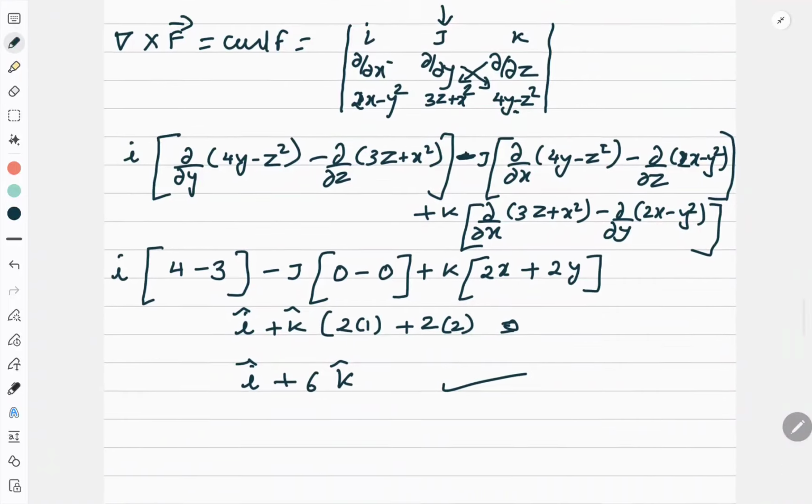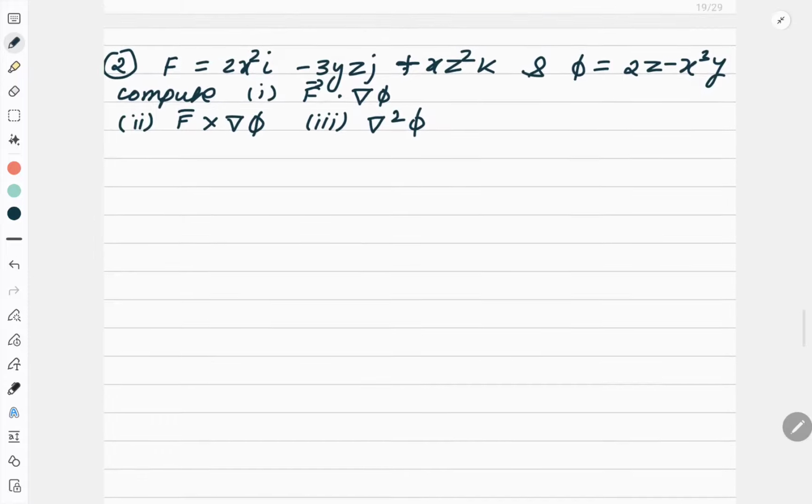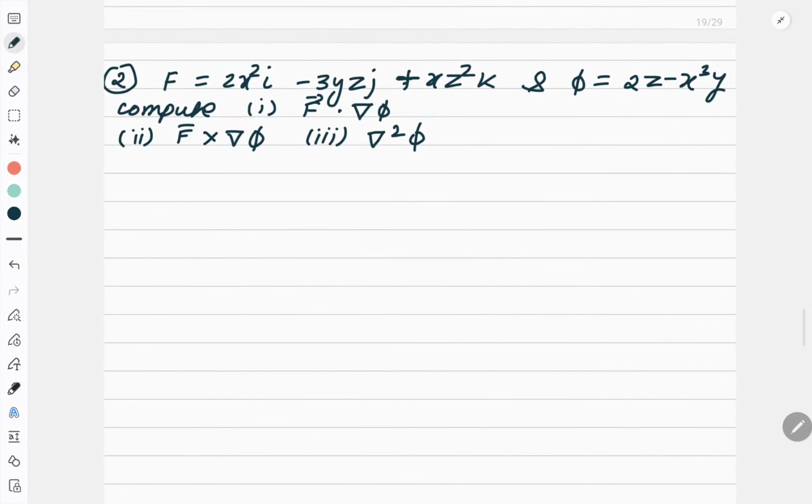Now let us do a few more questions to understand the concept. Now see, they have defined one scalar point function and one vector point function, and they are asking me to evaluate the following things. Let us start with the first thing. The first thing says f dot del phi. So first of all, I need to find del phi, which is nothing but the gradient of phi. Correct? Now to find the gradient of phi, what do you have to do?